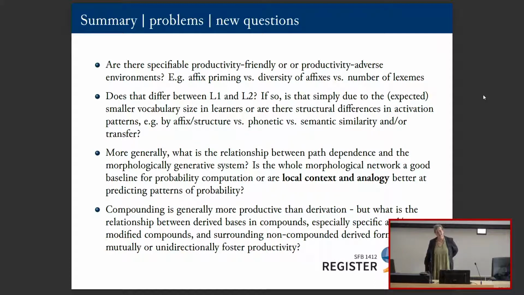If so, is that due to the seemingly smaller vocabulary size in the learners, or are there different activation patterns in the mental lexicon? That's something I find really interesting. And I don't know how to even go about answering that. More generally, what is the relationship between path dependence and the morphologically generative system?